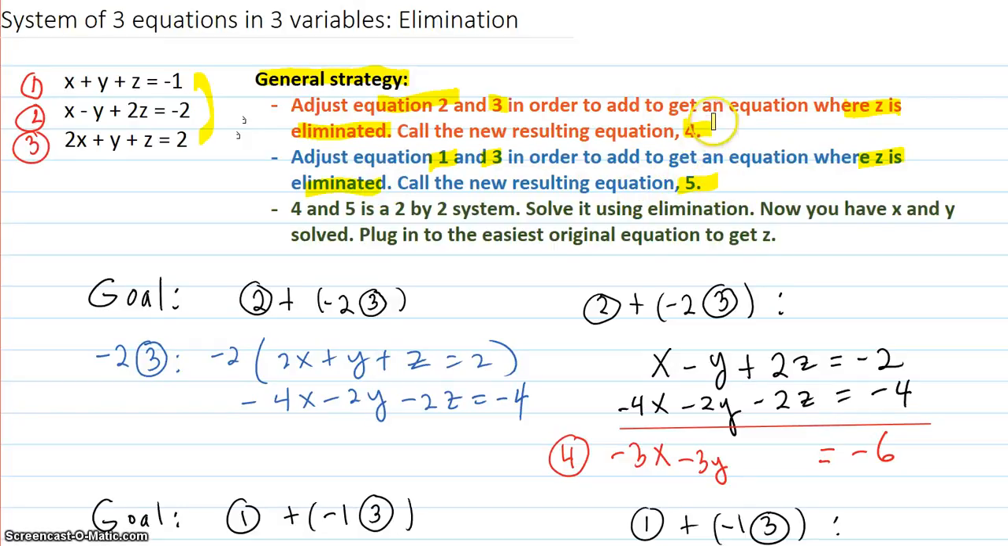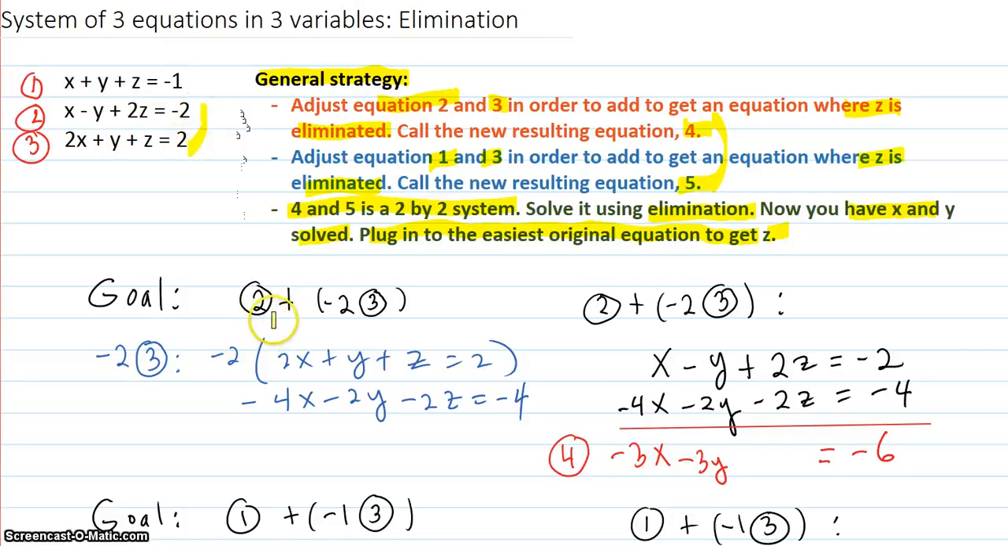Then we're going to take this 4 and 5 and solve it as a 2 by 2 system using elimination or substitution or whatever happens to come up. And now you'll have x and y solved. You'll plug those in to the easiest original equation to get z, and you'll be done. So our first goal is to work on 2 and 3 to eliminate z.